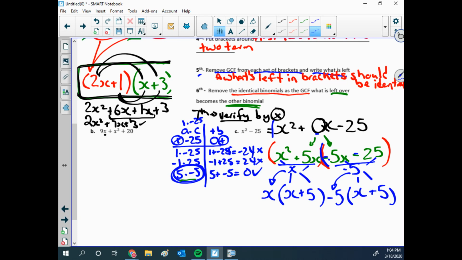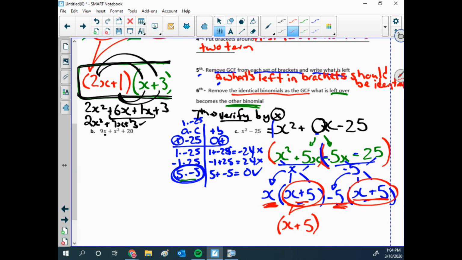If I didn't take out the negative, these two would not have been identical like they are now. So I know that I'm on the right track because what's left in the brackets here is identical. And so they get removed out as one set of binomials, and what's in front is the other set in the binomial. And again, I could always multiply that out to verify that these are actually equivalent. Okay.